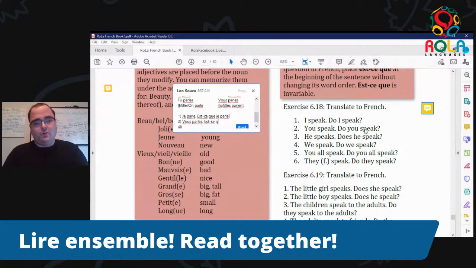Est-ce que vous parlez? You see the kind of formula that we're using? We have the subject pronoun, then the conjugated verb, and then the next part is we have est-ce que. We need that to form a sentence that always goes at the beginning. We don't ever put that anywhere else in French. Always at the beginning of the sentence or the question.